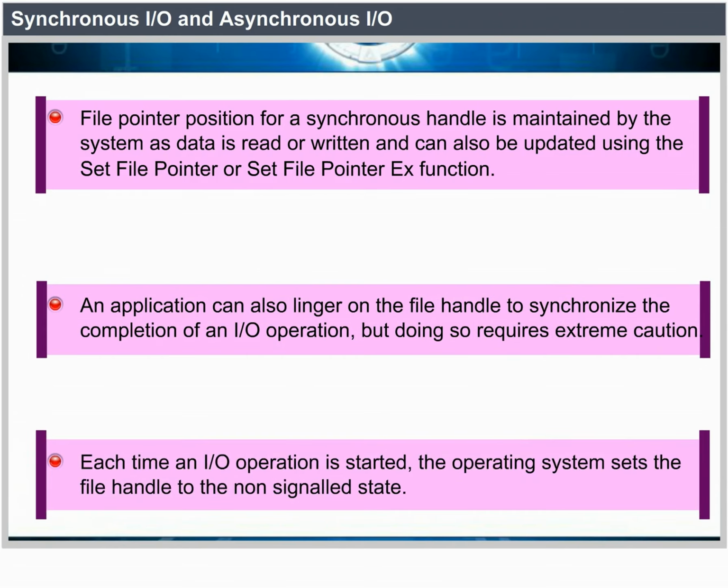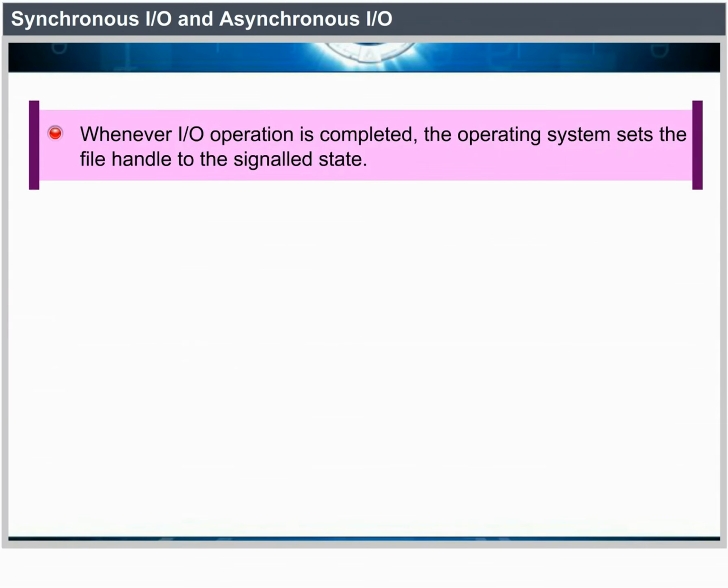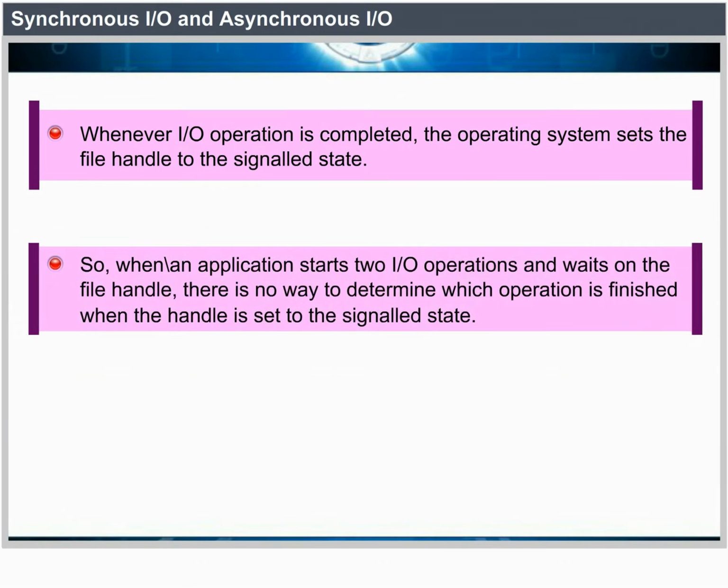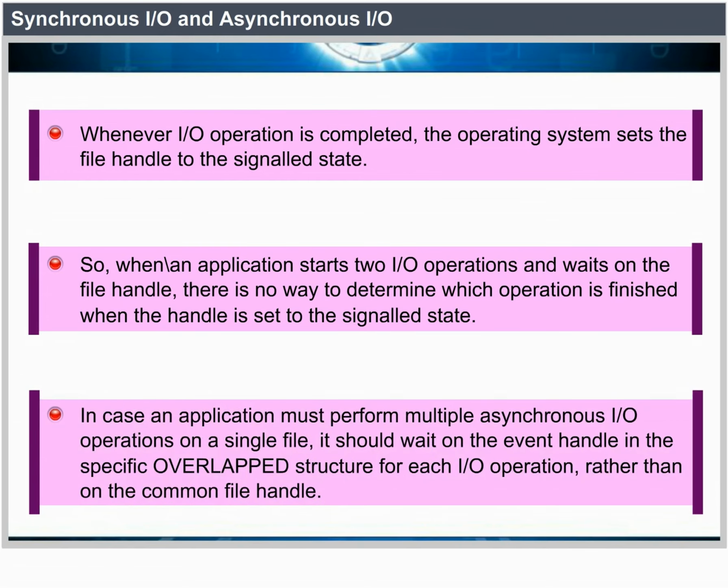Each time an input-output operation is completed, the operating system sets the file handle to the signaled state. Therefore, if an application starts two input-output operations and waits on the file handle, there is no way to determine which operation is finished when the handle is set to the signaled state. If an application must perform multiple asynchronous input-output operations on a single file, it should wait on the event handle in the specific overlapped structure for each input-output operation rather than on the common file handle.